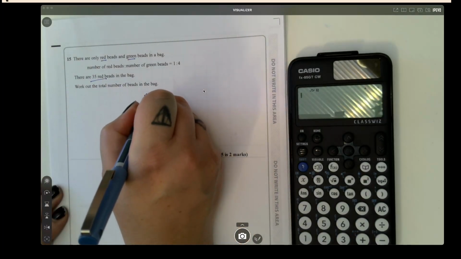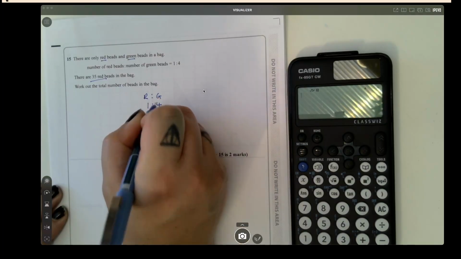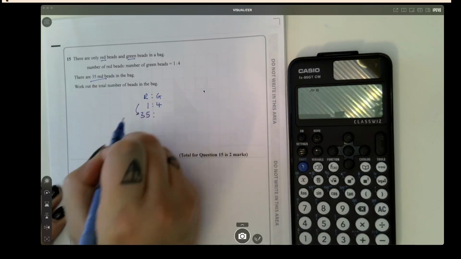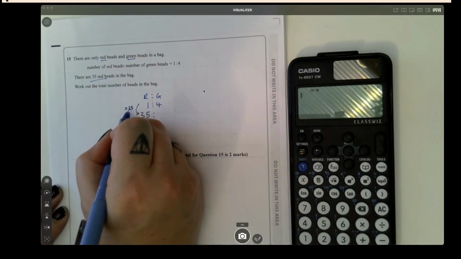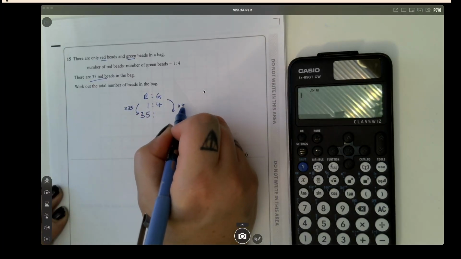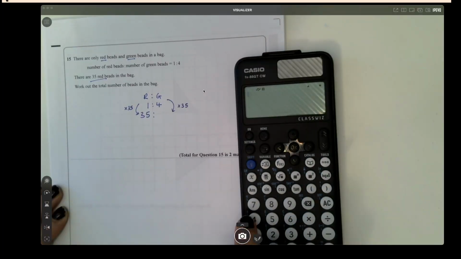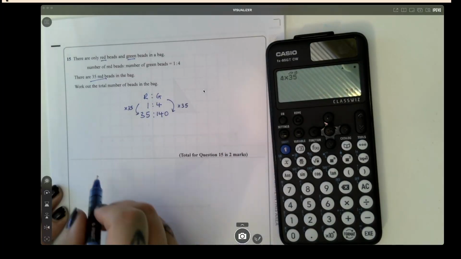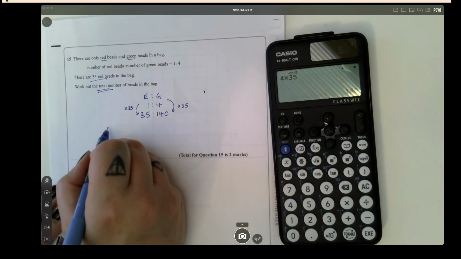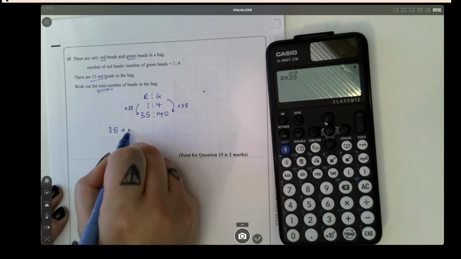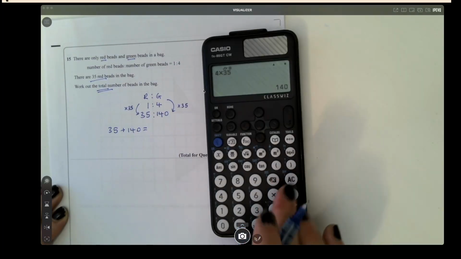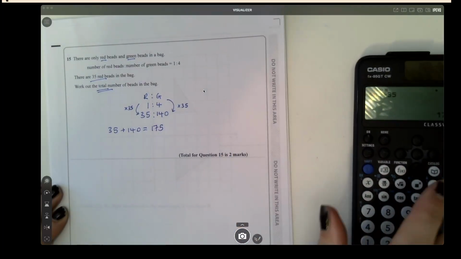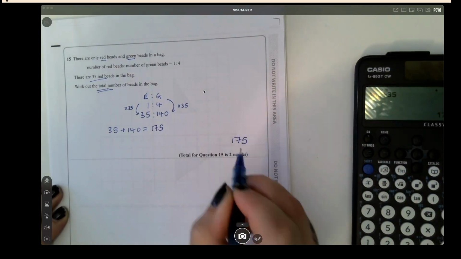So we've got red to green is 1 to 4. It tells us that 35 are red. So to get from 1 to 35, we would have multiplied by 35. So we need to do the same on the other side. So 4 multiplied by 35 is 140. It wants the total number of beads, so we're going to do 35 red plus 140 green, which is 175 beads in total.